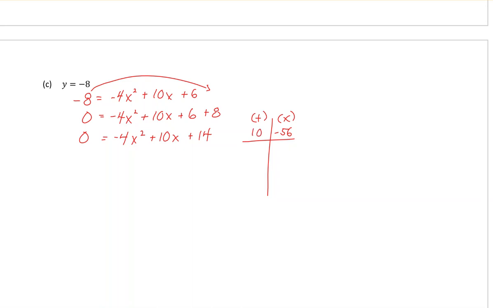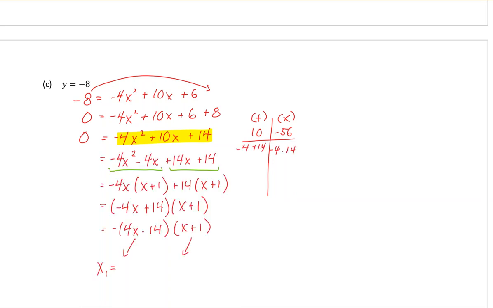See if you can come up with those factors and also at the same time factor this entire quadratic here. Take a few minutes now and then check your answer in a second. If you factor that equation, you should get negative 4x minus 14 times x plus 1. Here we want to again solve for both our values of x. If we set each of those factors equal to 0, our first value of x will be equal to 14 over 4, and our second will be negative 1.